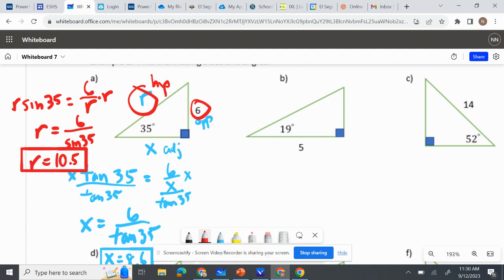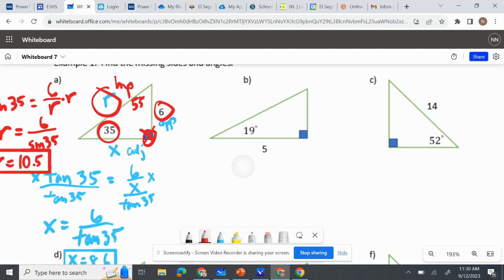When I find the missing angle, I'm going to go 180 minus 90 minus 35, and that gives me 55. Now, an easier way to do it, because each of these is going to have 90 degrees, is technically just whatever the angle is subtracted from 90. So 90 minus 35 gives us 55.